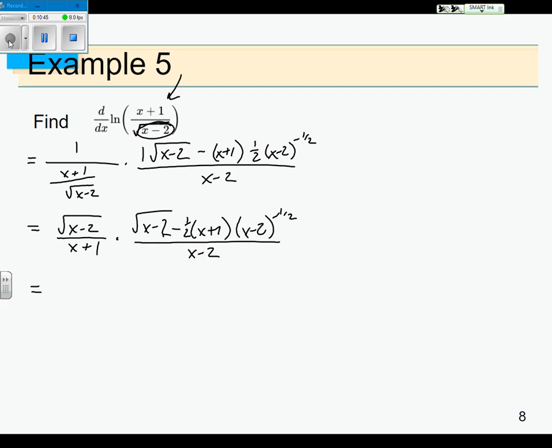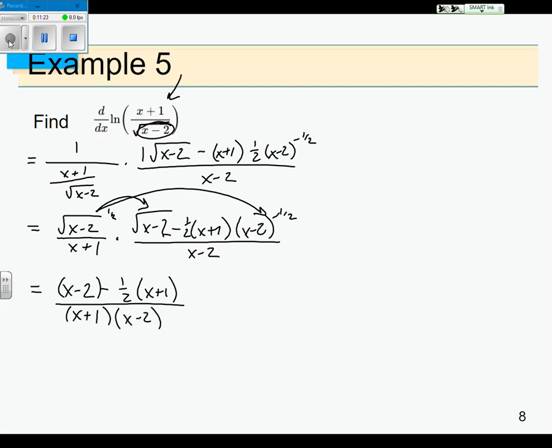Okay, so if I distribute this square root of x minus 2 through, it just gives me an x minus 2 for that first term. I've got the 1 half. And if I distribute the x minus 2 to here, it gives me x minus 2 to the 0 power. Remember, this is going to be a 1 half. That'd be 1. So I just have this x plus 1 all over, well, on the bottom, I would have x plus 1 and x minus 2. That looks a little bit better.